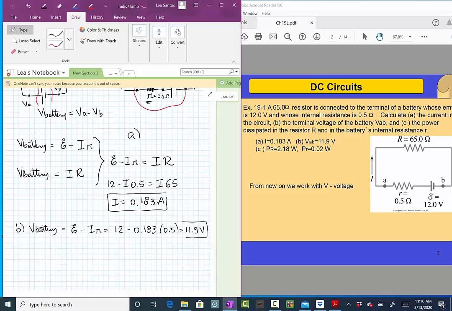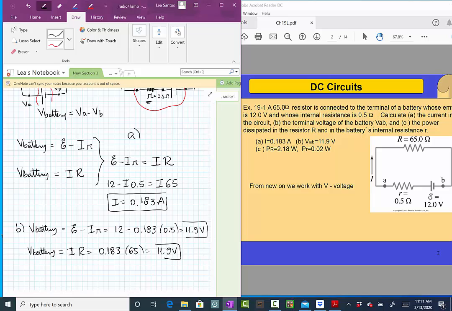Another way to do that was by using the second equation that we have up there, the equation from Ohm's law, which is current I and big R. Again, this will give us the same result. 1.83, now multiplied by 65. This will also give us 11.9 volts. So that you have two ways to compute this potential difference of the battery.